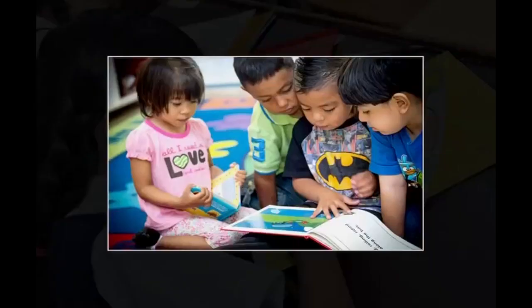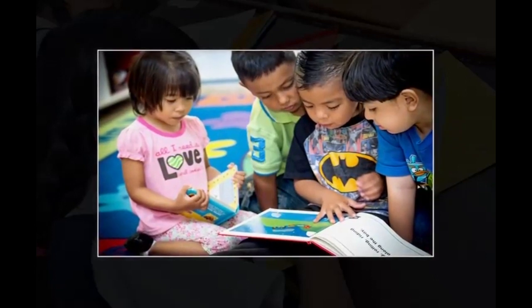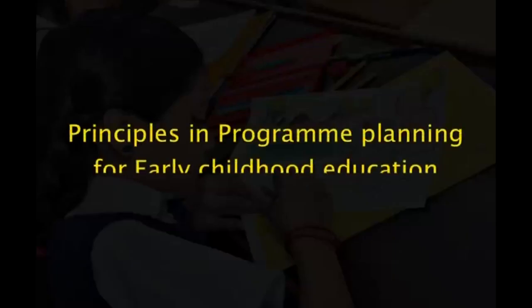So, as for any program, even an early childhood education program also needs proper planning. As we already know, what is early childhood education? Early childhood education is the education of the child from 3 to 6 years of age. So, now we look into the principles in program planning for early childhood education.